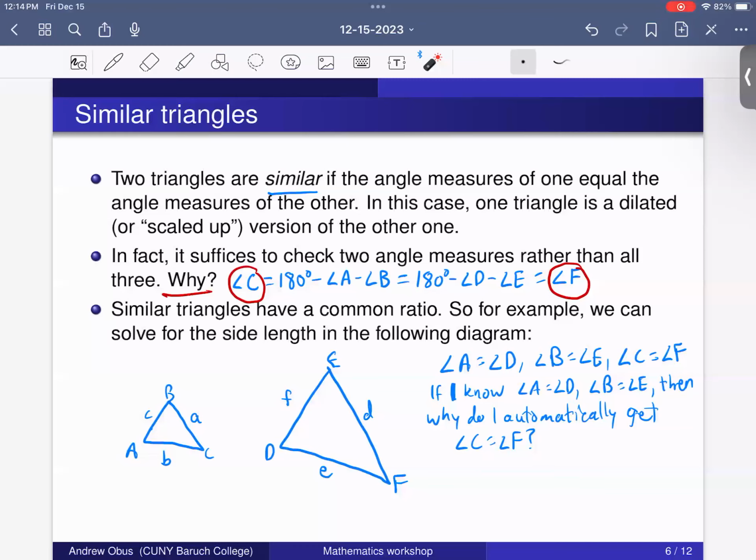Yeah, sure. Yes? Based on the question asked, can a similar triangle be congruent, or can a congruent triangle be similar? Yes, congruent triangles are a special case of similar triangles. So if you have two congruent triangles, they are similar. But the other way around is not true. If you have two similar triangles, they might not be congruent. But yes, any two congruent triangles are also similar.